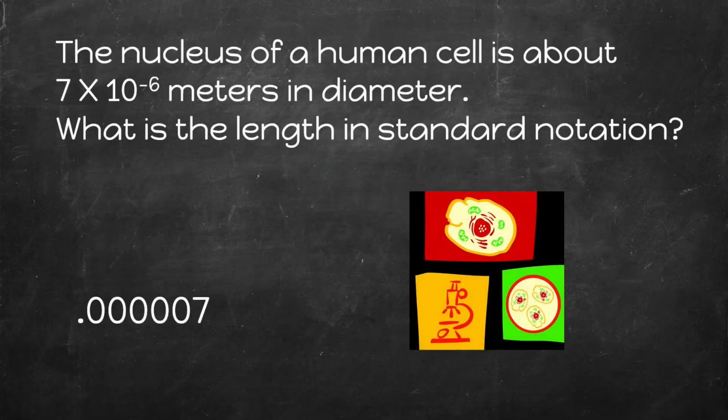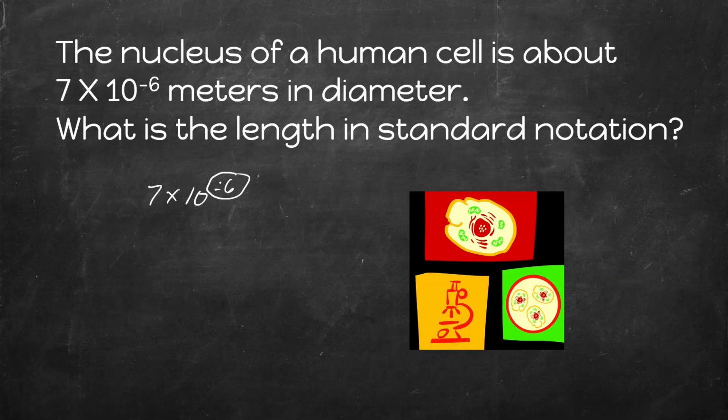Yeah, let's have this problem. The nucleus of a human cell is about 7 times 10 raised to negative 6 meters in diameter. The question is, what is the length in standard notation? So, standard form na siya, standard notation. Okay, 7 times 10 raised to negative 6. Negative 6, again, in standard notation, kailangan natin mag-move to the left.